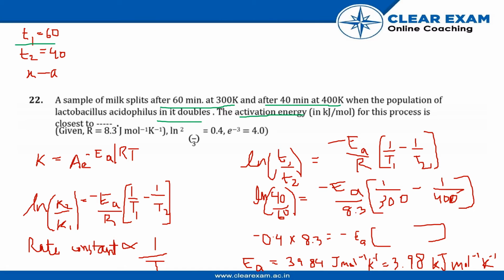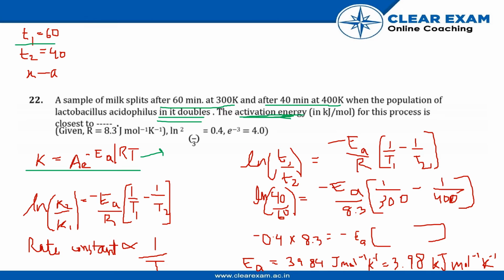Alright. Now after 40 minutes the population of Lactobacillus acidophilus in it doubles, as has been given here, right? Now we've been asked to find the activation energy in this process. We know that the equation of the rate constant is as given here, where K is the rate constant, A is the Arrhenius constant, R is the gas constant and T is temperature.